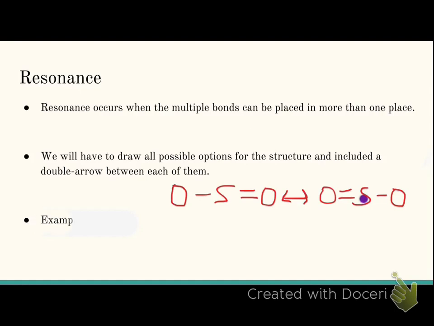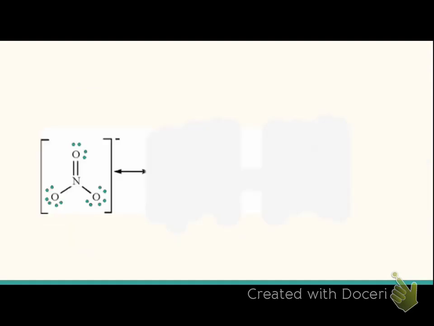So one of our examples is nitrate. I encourage you to pause the video right now and draw a Lewis structure for nitrate on your own, and then we'll look at what that resonance looks like. So I encourage you to pause here. So you should have something that looks like this, and now remember, your double bond may not be on the same O that mine is on here.